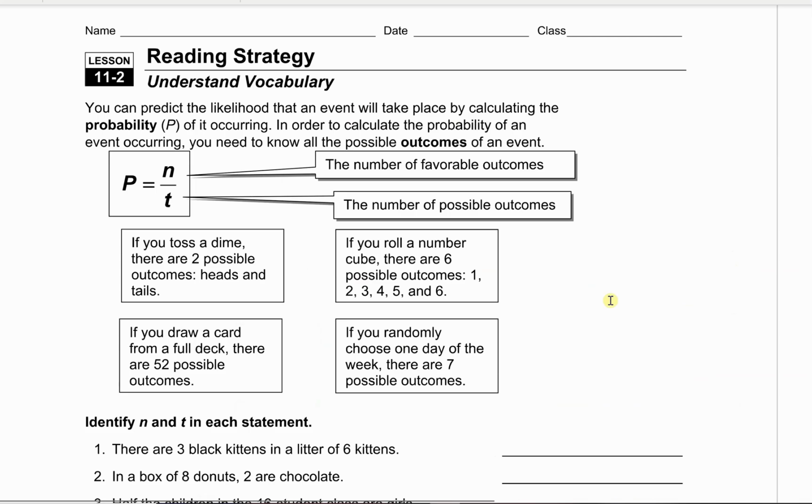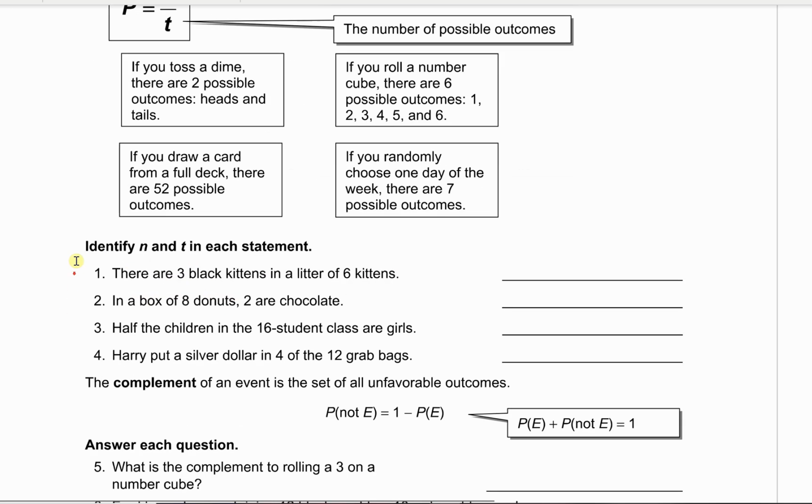If we look at the note sheet, here it is. You can predict the likelihood that an event will take place by calculating probability. In order to calculate probability, you need to know all the possible outcomes of the event. So it's N over T: the number of favorable outcomes divided by the total number. If you toss a dime, there are 2 possibilities, heads or tails. If you roll a number cube, there are 6 possibilities. If you draw a card from a full fair deck of cards, there are 52 outcomes. Jokers don't count. Randomly choosing a day of the week, 7 outcomes.